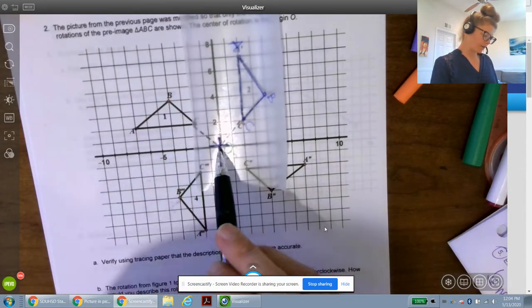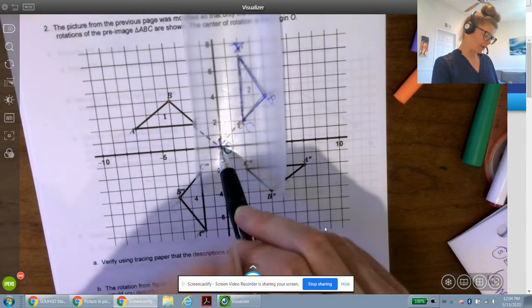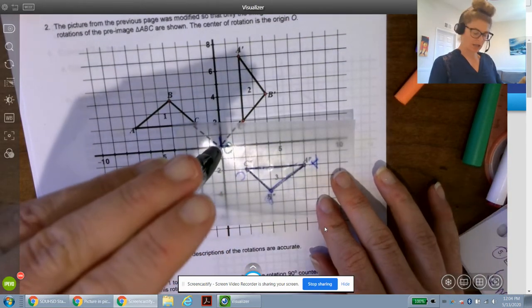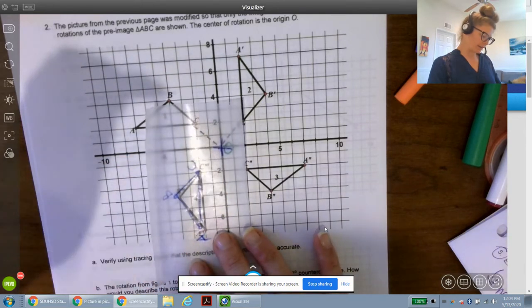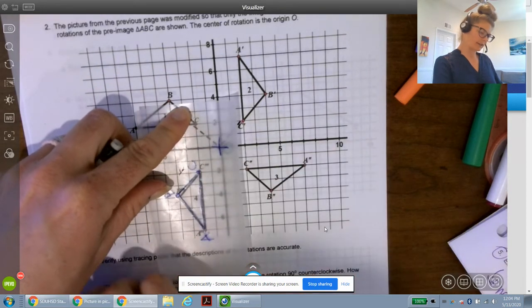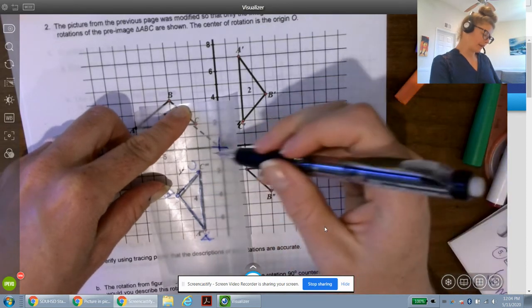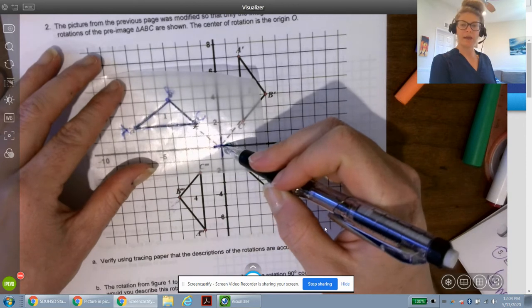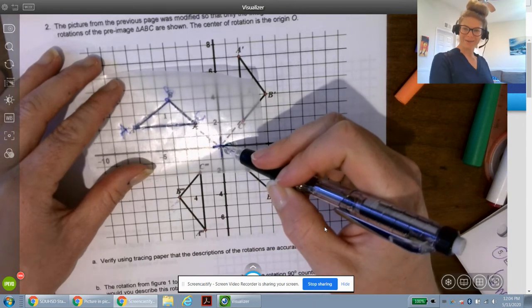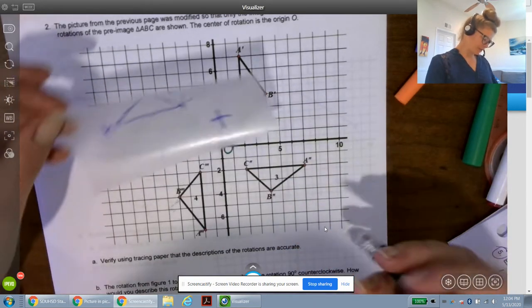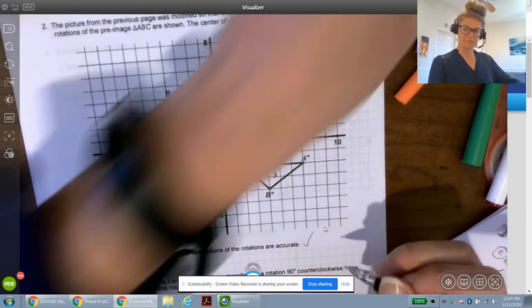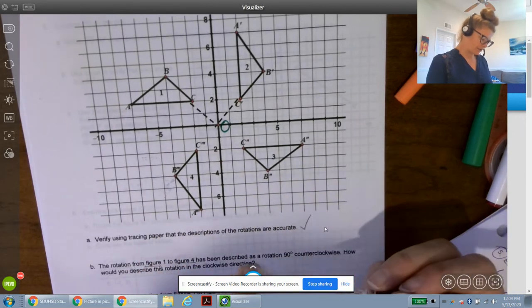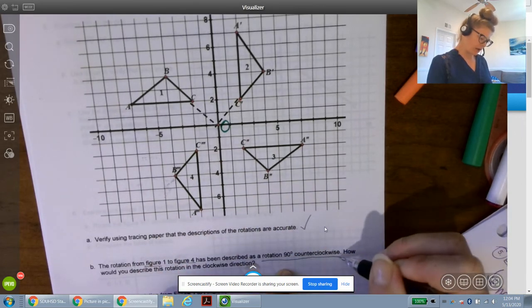So now that was 90 degrees clockwise, another 90 degrees, 90 plus 90 is 180 degrees clockwise, another 90, see how the origin and the axes line up really nicely, is 270 degrees clockwise, and then finally another 90 degrees is going to get me 360 degrees clockwise, and back where we started from. So I confirm. The rotation from figure 1 to figure 4 has been described as a 90-degree counterclockwise.